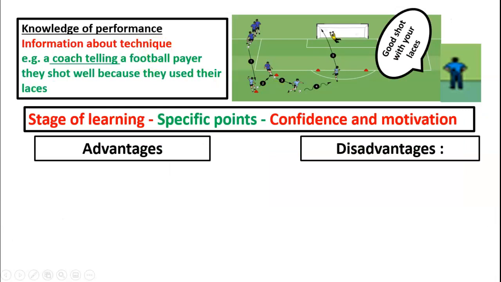Right, so from here then, let's start off with knowledge of performance. So I'll keep this up here. You've got all this information about technique, e.g. a coach saying a football player has a good shot because they've used their laces. That is information about the technique that's made it good. And it's a really, really important type of feedback. So let's have a look at how this works.